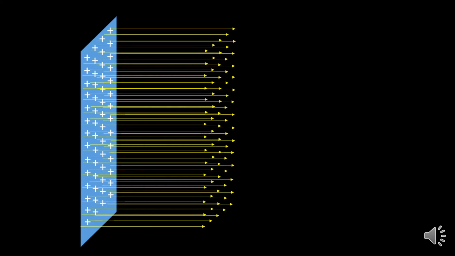Consider a plane surface with positive charge uniformly distributed on it. Now we know that field lines come out from positive charge, so in this case the field lines are coming out like this, parallel to each other and perpendicular to the surface. So now I want to find out the potential due to this plane surface charge distribution, say at this point.